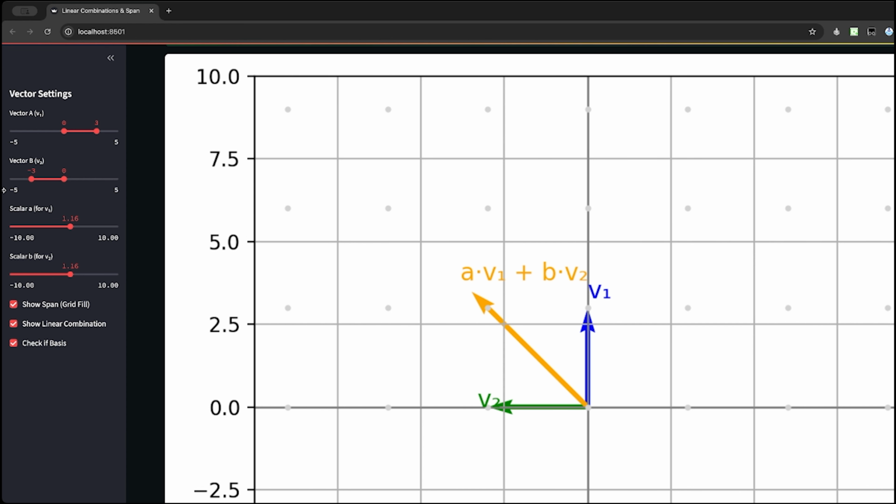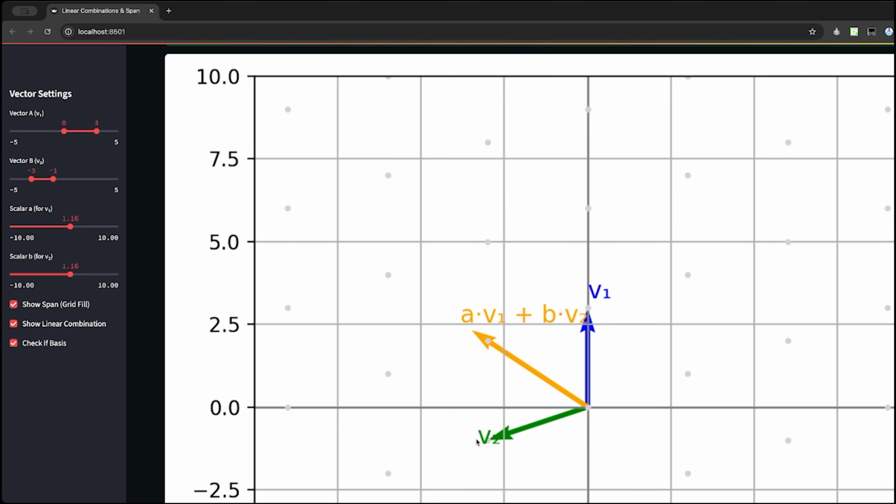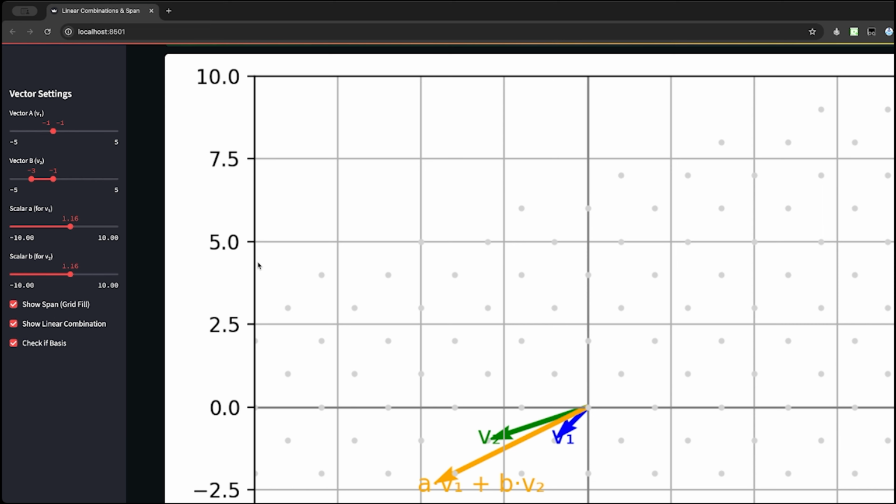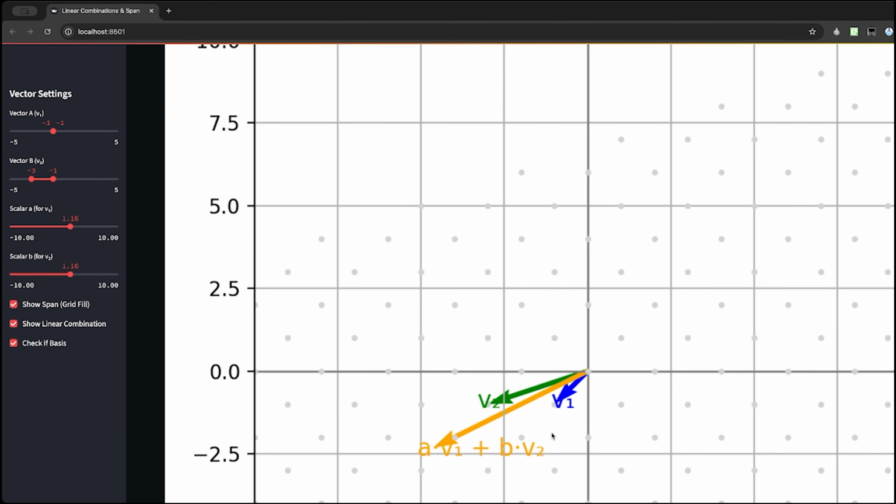So let me also change the setting. I have changed the direction of v2, so the direction of the resulting vector has also changed. I can also vary the direction of vector v1. You can see that. So what you understand from this is that with a linear combination of any two vectors that are linearly independent, we can reach anywhere in the 2D coordinate space by varying the values of v1, v2, a and b.